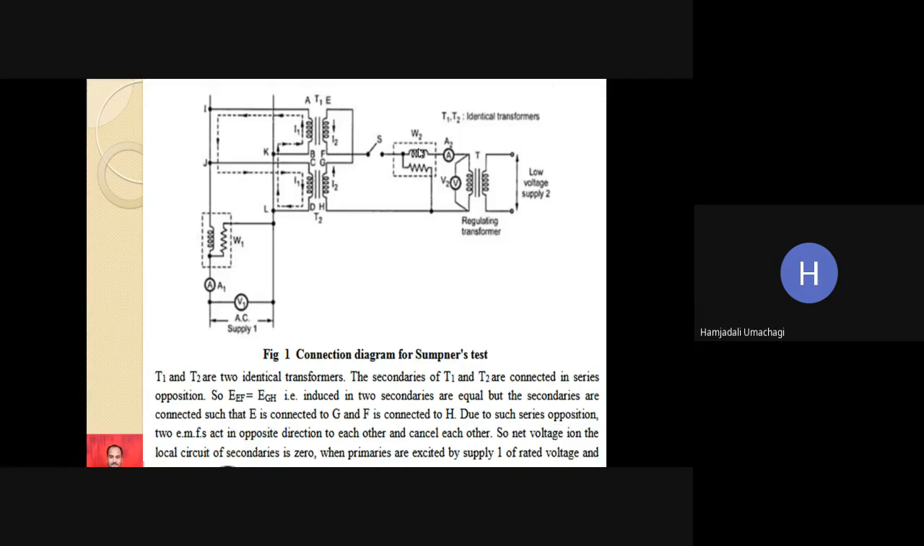Because of that, whatever efficiency and regulation values we calculate are accurate in comparison to the OC and SC test. In the OC and SC test, heating information is absent because it is as good as a no load condition. No load means there is no current flowing in the secondaries. If current is not flowing in the secondaries, then there is no copper loss. If there is no copper loss, then there is no rise in temperature. Heating information will be absent. Due to that, actual or accurate values of efficiency and regulation we cannot find in the OC and SC test. Right.